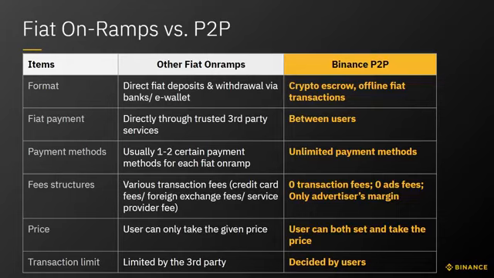The bank can say you are not doing more than $10,000 today. But on Binance, it's decided by the user. So if you want to buy $50,000, you can decide to transact. Okay, so it's limited by the user. That's for Binance peer-to-peer. Payment methods for all these other options are normally 1 to 2, but for Binance it is unlimited.